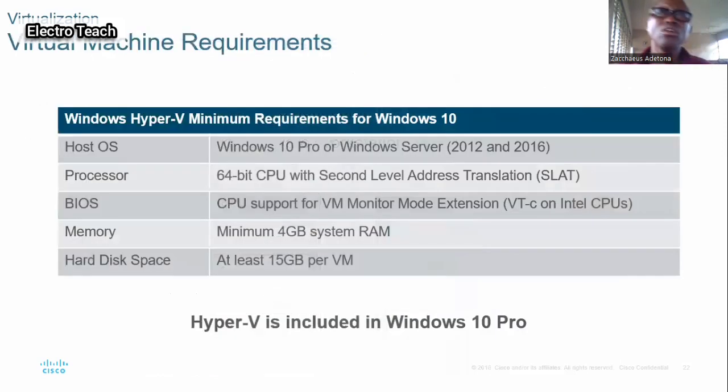All right. Now, when a system is going to be used for client-side virtualization, what is the requirement? So these are the virtual machine requirements. For Windows 10, the operating system should be Windows 10 Pro or Windows Server 2012 and 2016. That is if it is a local personal system or a server. Either of the two can work, Windows 10 or Windows Server. So Windows 10 Pro for a personal system. The processor should be a 64-bit CPU with second level address translation slots. The BIOS must have CPU support for virtual machine monitor mode or extension, VT-x on Intel CPUs. Intel CPUs are capable of doing this.